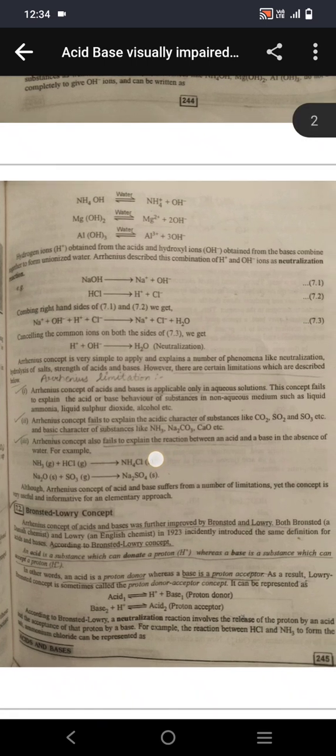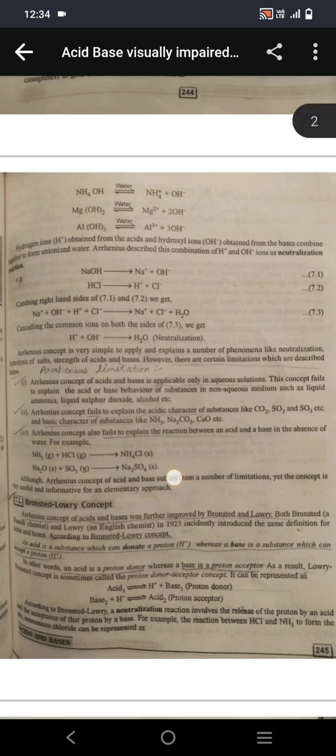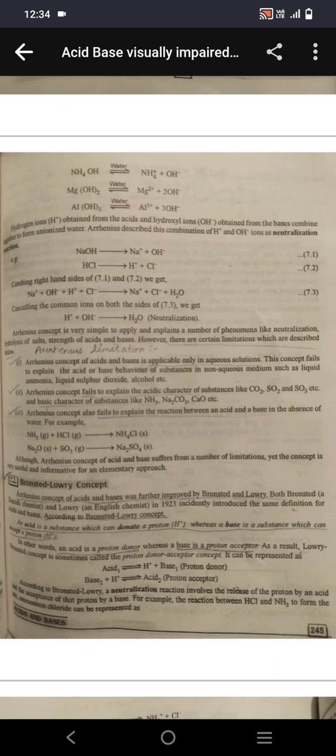The Arrhenius concept is very simple to apply and explains a number of phenomena like neutralization, hydrolysis of salts, and strength of acids and bases. However, there are certain limitations which are described below. The first limitation is that the Arrhenius concept of acids and bases is applicable only in aqueous solution.